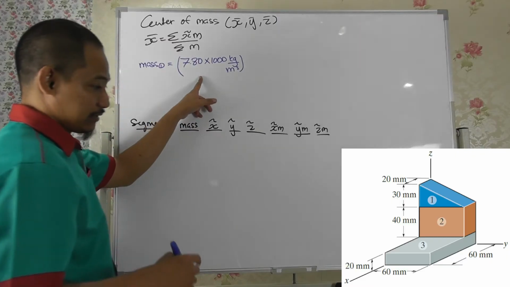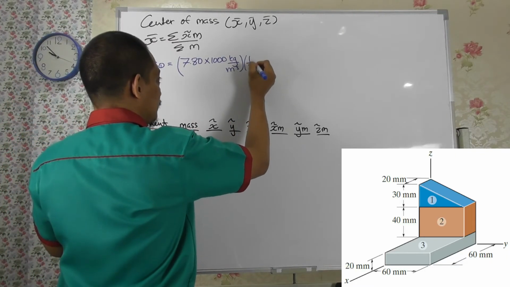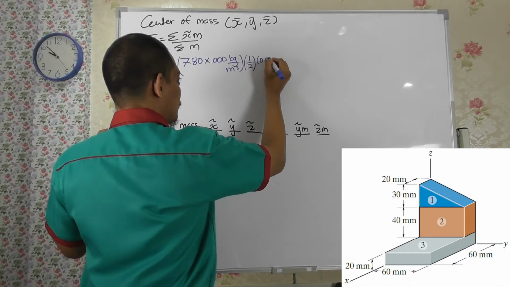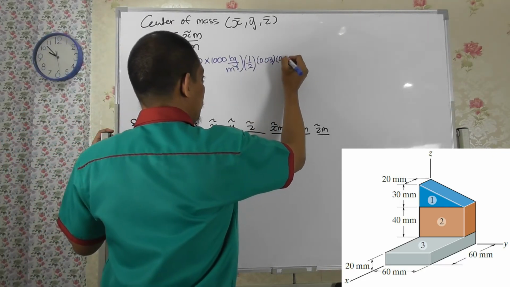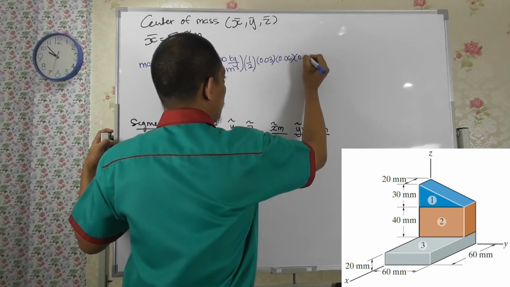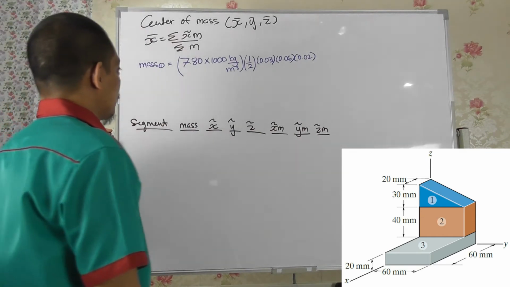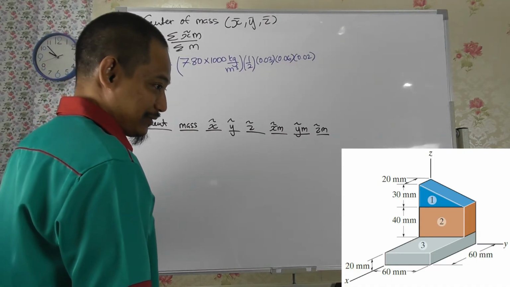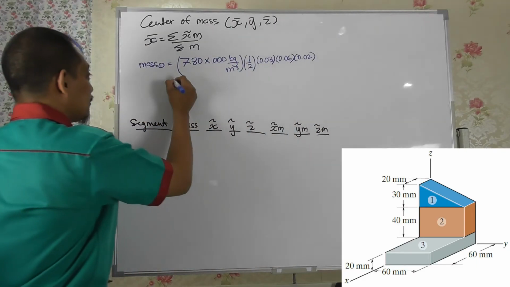This is a triangular shape there, so half times the height of 0.03, and then the width of 0.06 at the base, and then the thickness of 0.02. If you calculate this one, okay, enough space or not? So you would get, is it 0.14104?